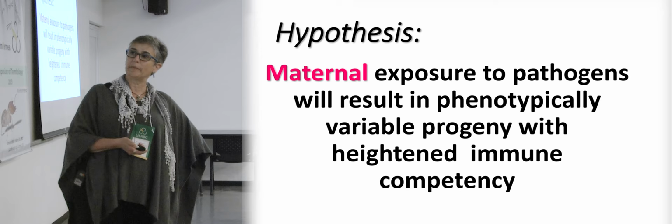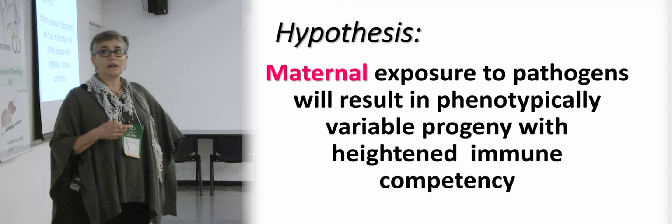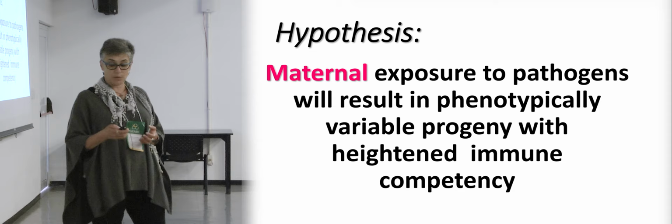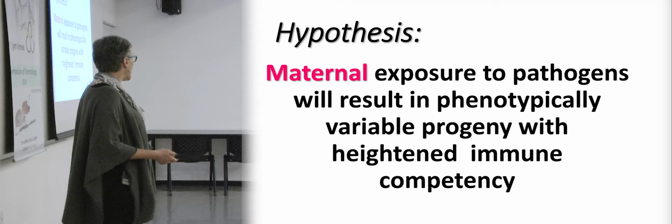The idea is that mothers exposed to pathogens will produce phenotypically variable progeny, right? Some mothers, if they were exposed to a pathogen, may give more goodies or fewer goodies than other individuals that were not exposed to the pathogen. And perhaps, if TGIP exists, then we should have more immunocompetent progeny if the parents were exposed to a pathogen.